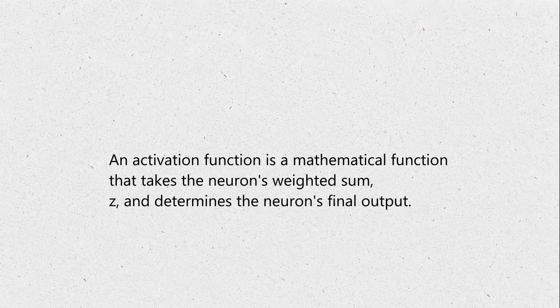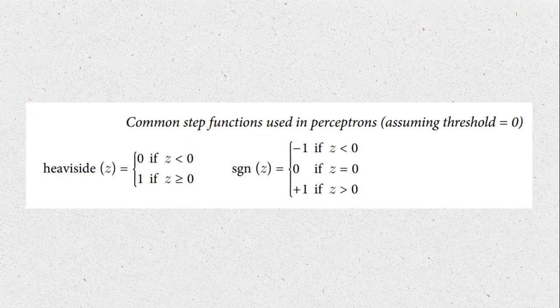The activation function. An activation function is a mathematical function that takes the neuron's weighted sum, z, and determines the neuron's final output. For the original perceptron, the activation function is the step function. The step function is very simple. If z is greater than or equal to 0, the neuron outputs 1. If z is less than 0, the neuron outputs 0. You can think of it as a simple yes or no decision. Has the neuron gathered enough evidence? If yes, it outputs 1. Otherwise, it outputs 0.